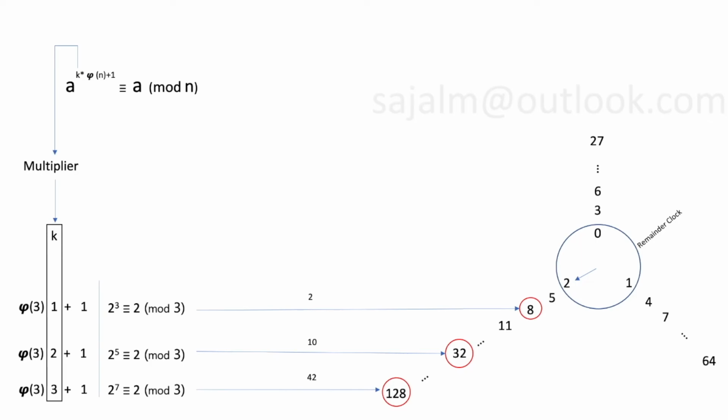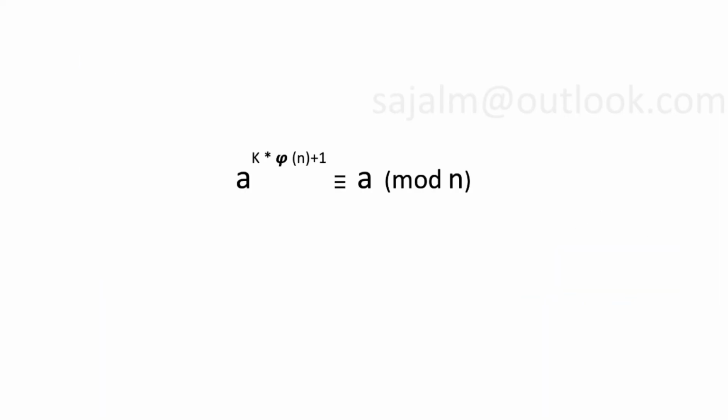Generalizing this, we get k as a multiplier to phi n. Hence, we clearly establish that multiplying k to phi n on the left side has no effect on the right side of the congruence operator. This is because we only work with remainders in the remainder clock. So introducing k in Euler's modified theorem gives us this final equation which helps us calculate encryption and decryption keys.